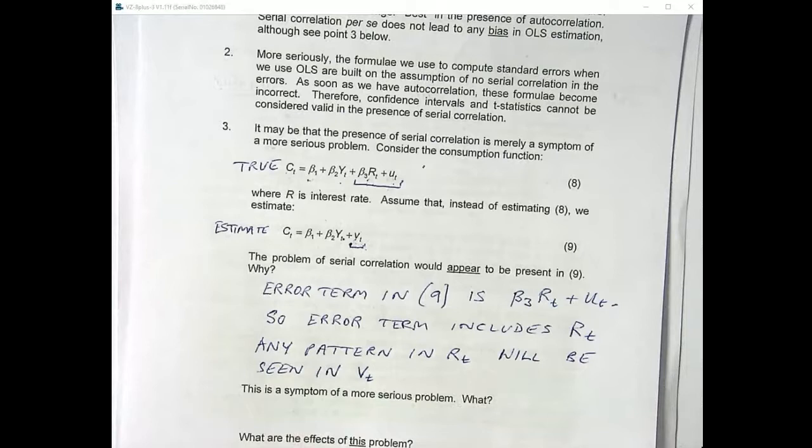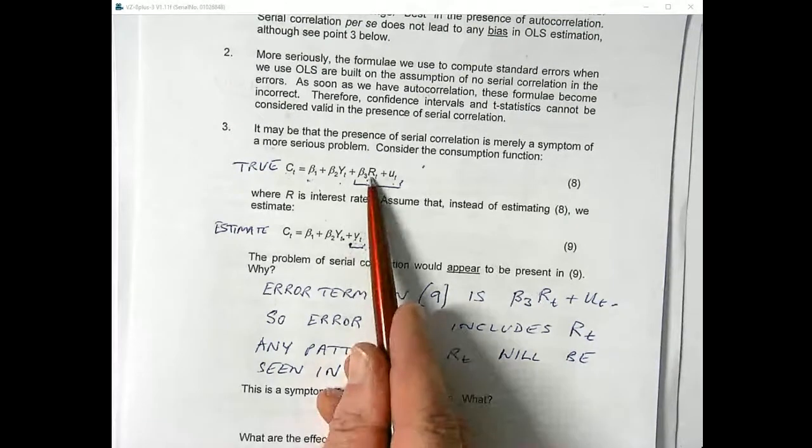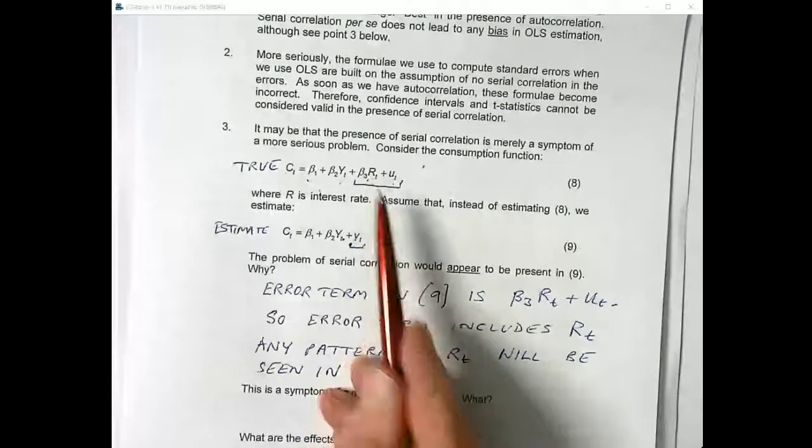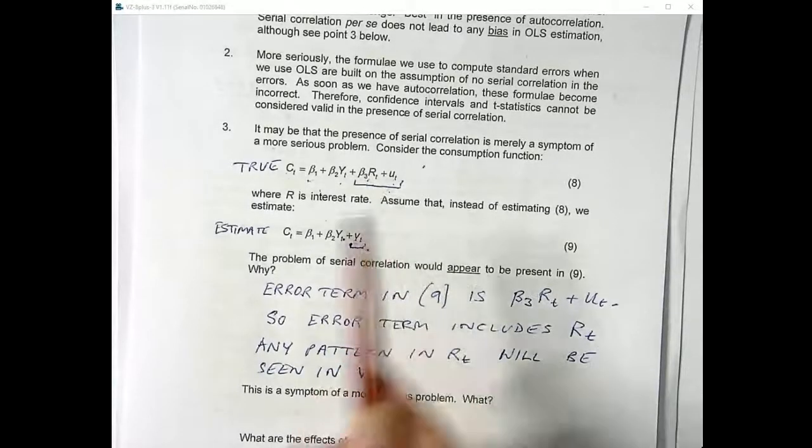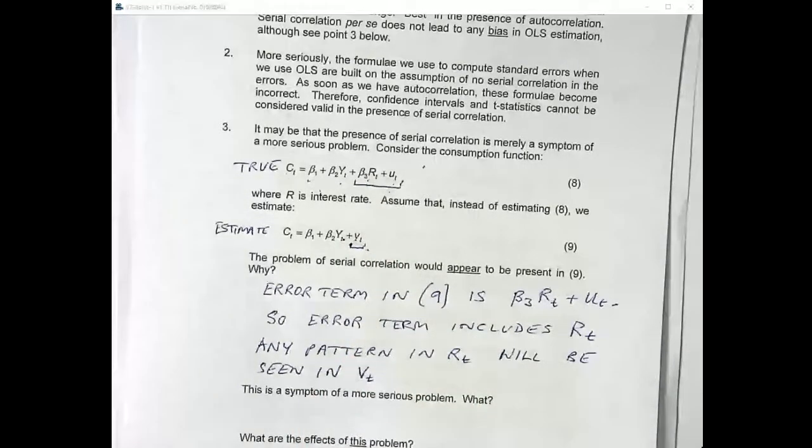Now, RT is the interest rate. The RT goes up and down. It has cycles. It has periods of low values and then periods of high values and then periods of low values. So RT is like other macroeconomic variables. It goes up and down in cycles. So if you leave out this variable from the model, the error term will go up and down in cycles because the error term contains this variable that goes up and down in cycles.